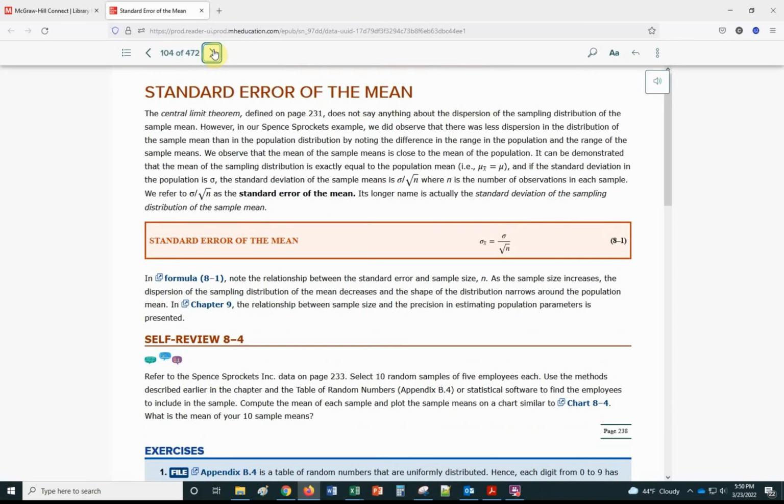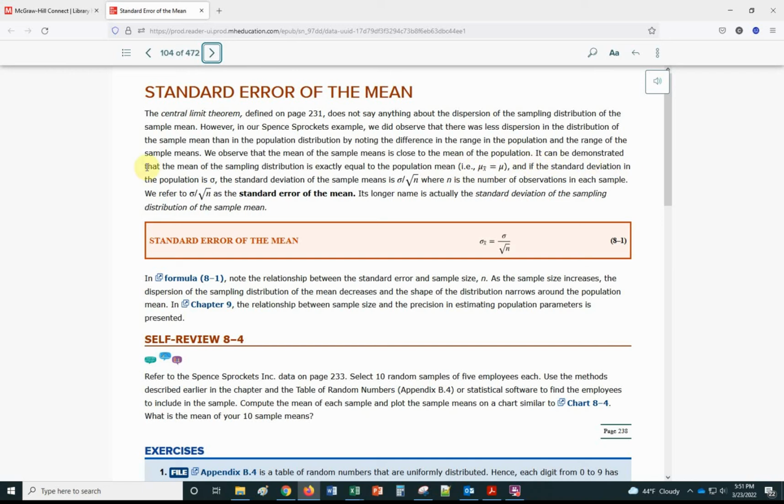The next thing we want to look at is the standard error of the mean. That's this formula right here. So we've got a standard deviation of the sampling distribution of the sample mean. Okay, so let's look and see what it says here.